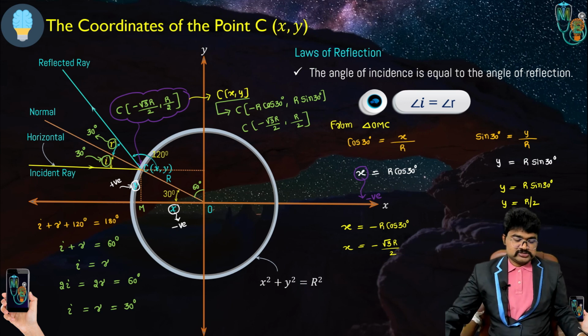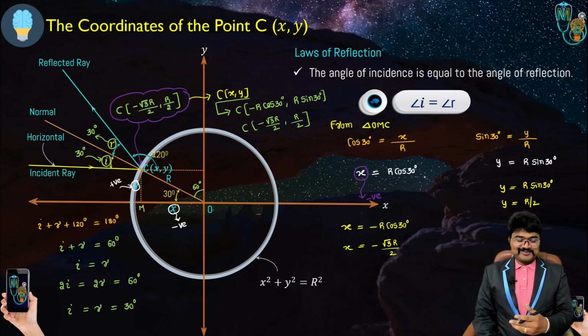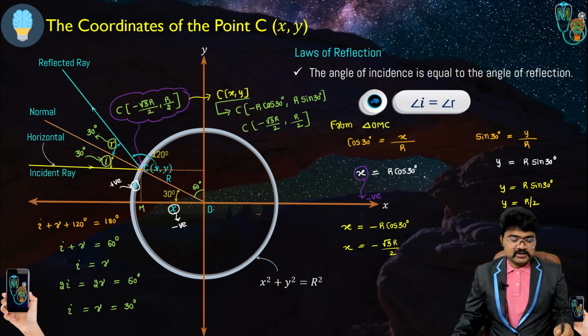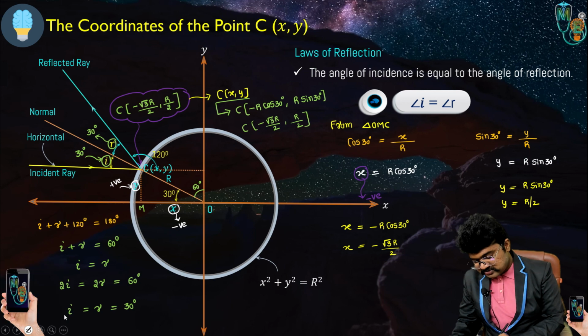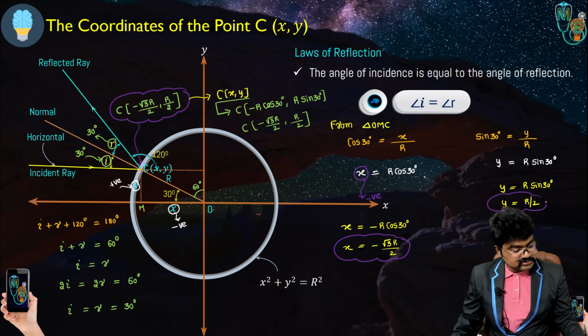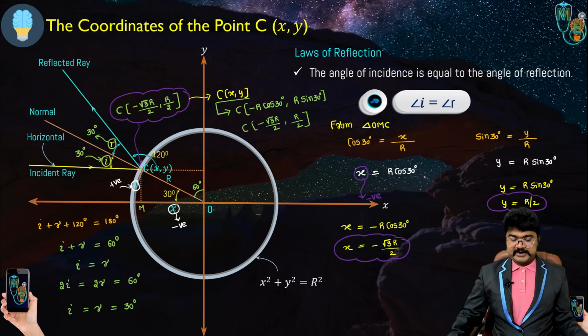But if you are lagging in fundamentals, I think you can calculate one by one. Take the triangle, and there is nothing wrong in that. Straight away also we can answer. Once you become an expert in the subject, you can directly write x equal to minus root 3 R by 2, y equal to R by 2.